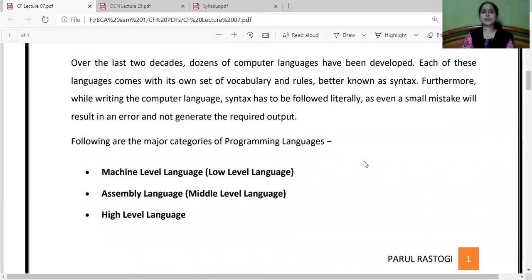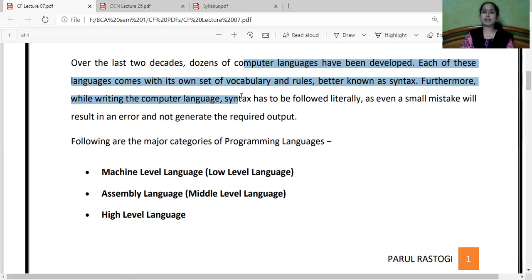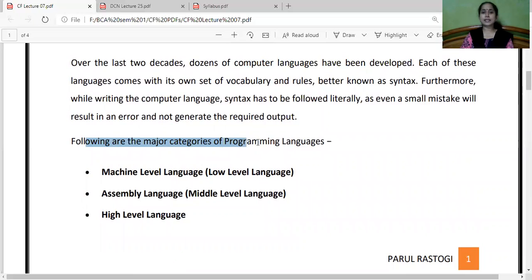Over the last 2 decades, dozens of computer languages have been developed. Each of these languages comes with its own set of vocabulary and rules known as syntax. Furthermore, while writing in a computer language, syntax has to be followed literally, as even a small mistake will result in an error, usually known as a syntax error, and will not generate the required output. So correct knowledge of the syntax available in a particular language is a must. Now, following are the major categories of programming languages: machine language, assembly, and high-level languages.